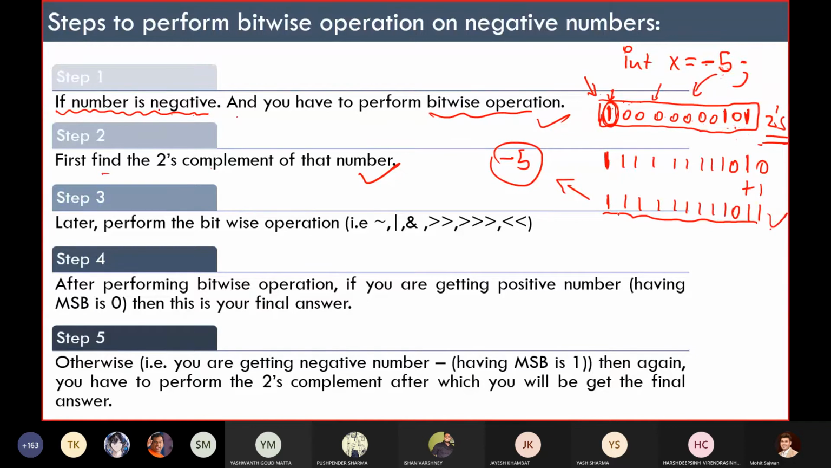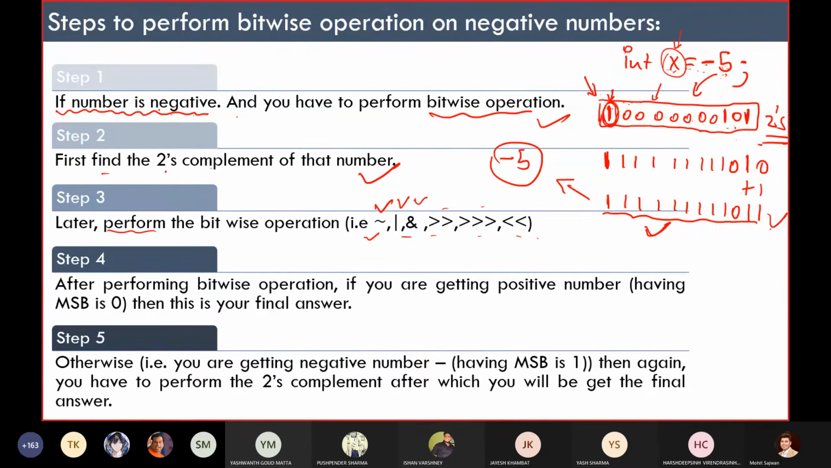Now, after that, whatever operations we want to perform, you can directly perform those operations. Later on, if I ask you to perform the complement operation, or operation, and operation, you are going to perform all those operations like that. So these are the steps you need to follow if you are getting a negative number. Like here, x is equal to -5, and I want to perform an operation on this variable x.